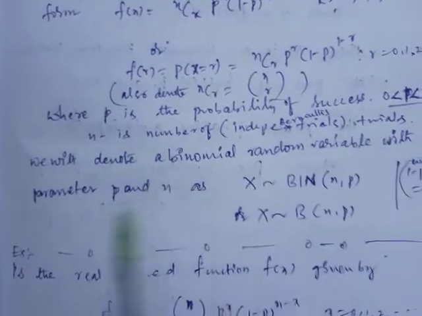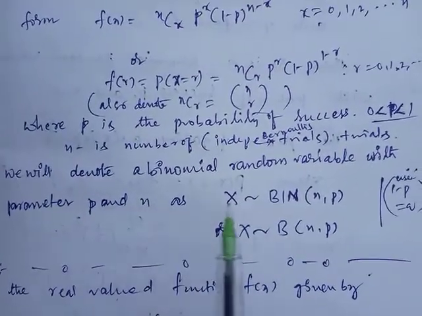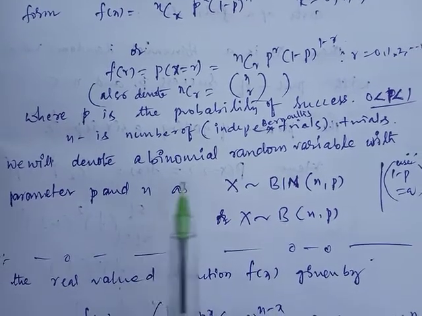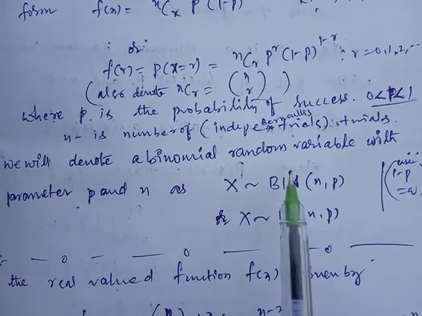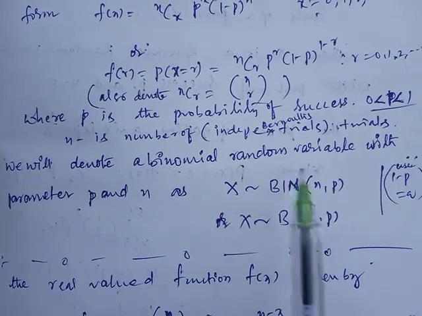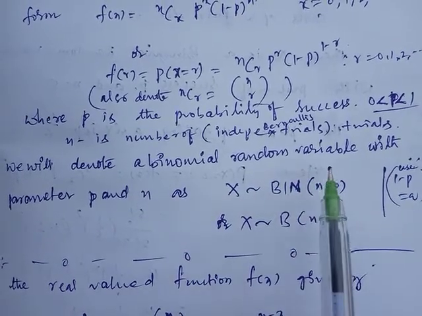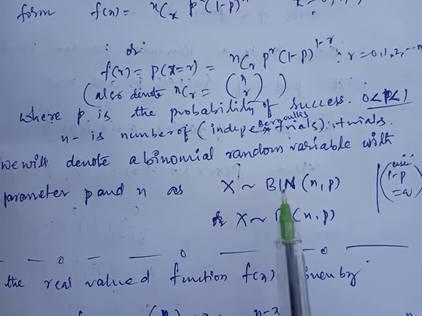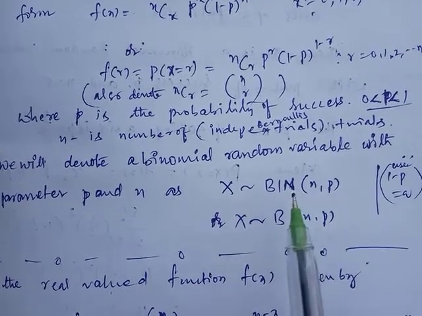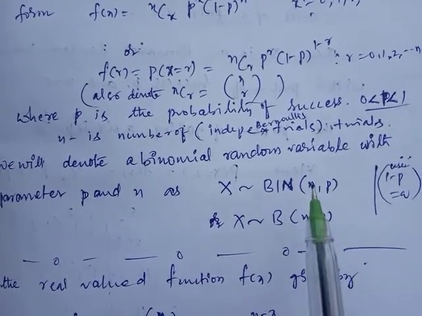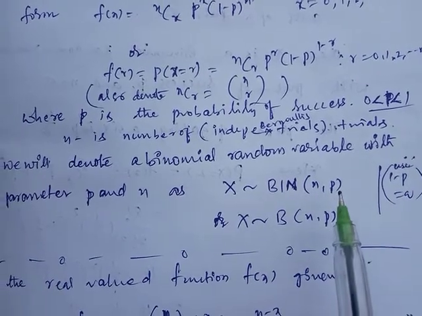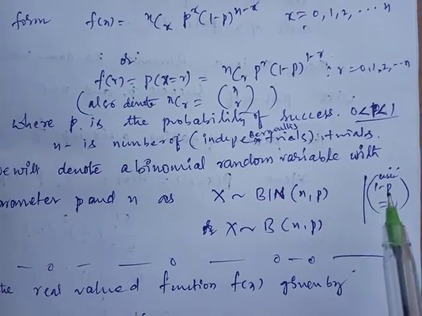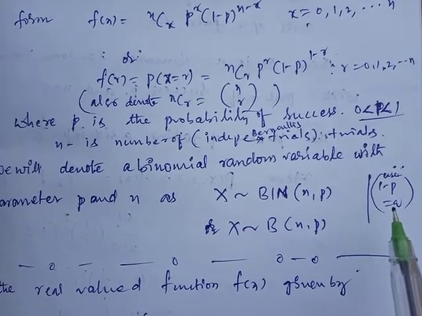Now we denote the binomial random variable, which is distributed binomially, with the parameters n and p. The binomial random variable is denoted x approximately Bin(n, p), where n is the number of trials and p is the success probability. Sometimes we write 1 minus p equal to q, where q is the failure probability.